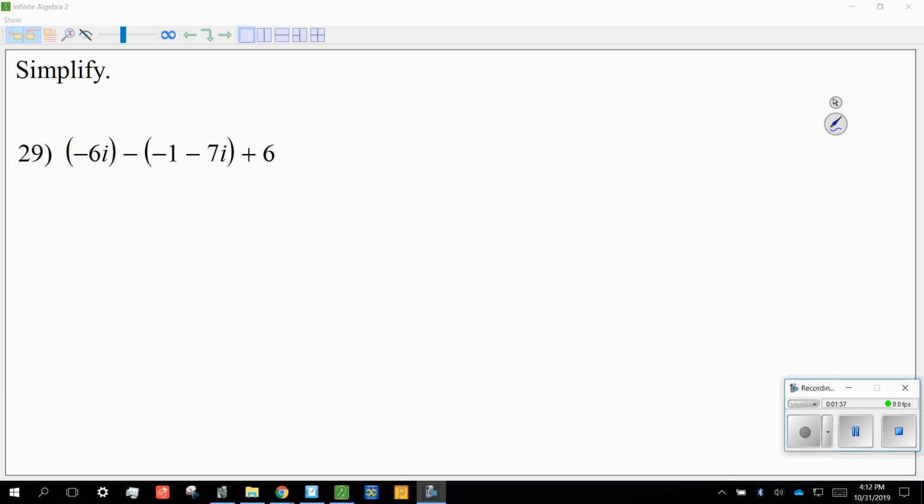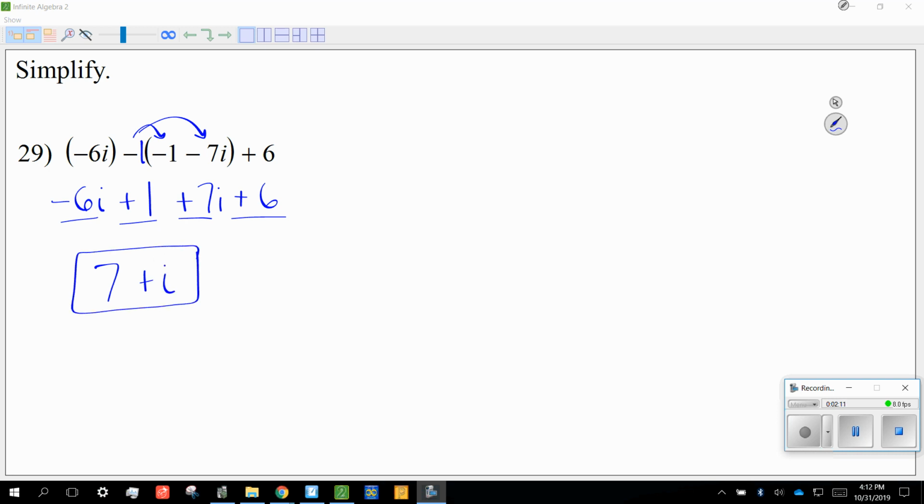Okay, 29, back to complex numbers and operations. So now I got it. Imagine that there's a -1 there. And so we've got -6i. We don't need parentheses to protect that from anything. But then the -1, we have to distribute the negative sign to both of those things. So it becomes +1 plus 7i plus 6. So we do the real parts first. 1 plus 6 is 7. And then -6i plus 7i is positive i. And that's 29.